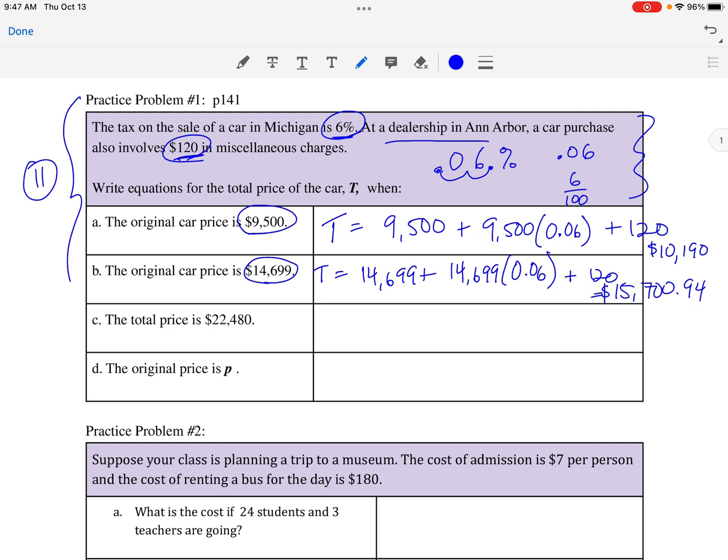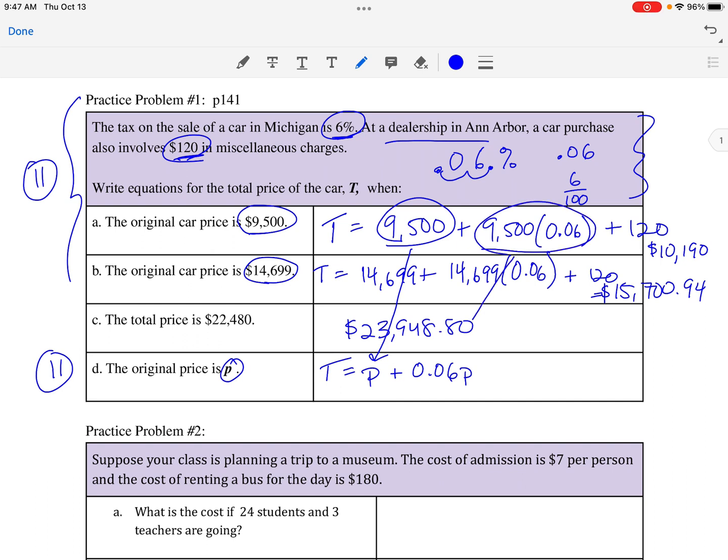I'll let you write that out on your own, but the full answer is $23,948.80. Now we're going to write an equation if the price is P. So pause and see if you can do this on your own. Total price is going to be the original price plus 6% of the original price, 0.06 times P. So like this one here, we have the original price, P. The original price times 0.06 is here, plus these extra $120.